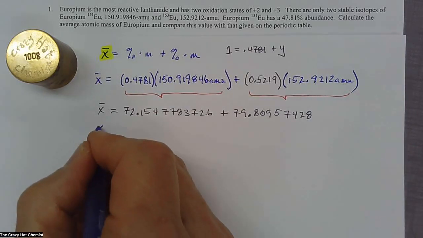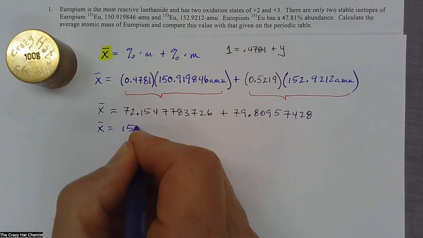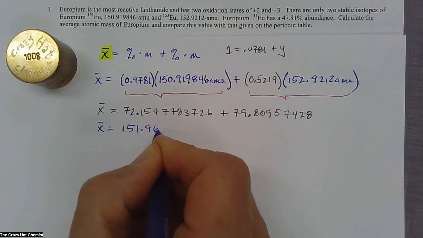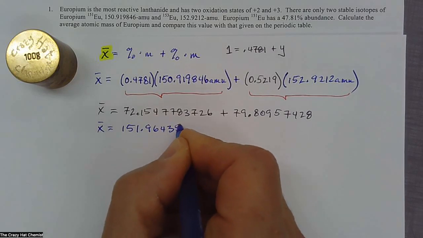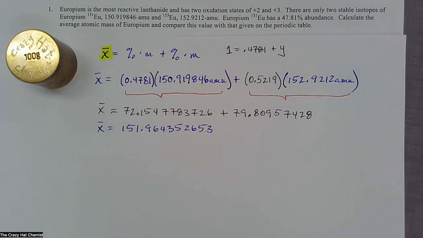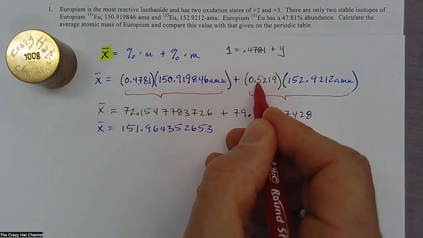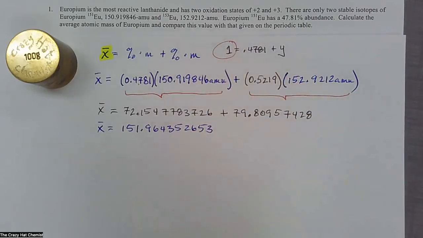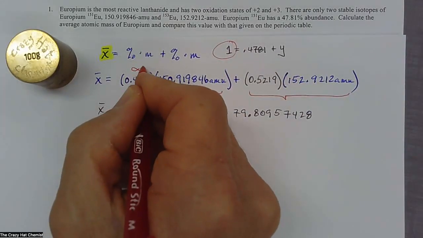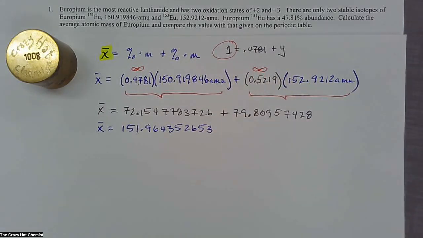Okay, so what we're going to do is we're going to sum these numbers up, and we're going to get a number in our calculator. That will be 151.964352653. And now what we need to do is round. And how do we round on these problems? Well, the percentages add up to 100% or 1. So that means that the percentages in decimal form are equal to an infinite number of significant figures.